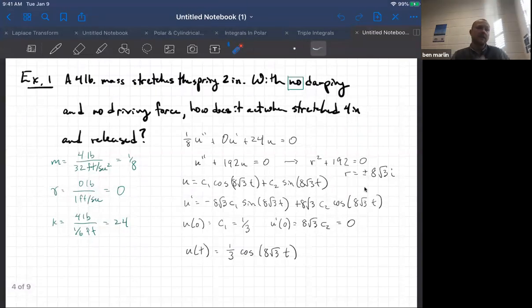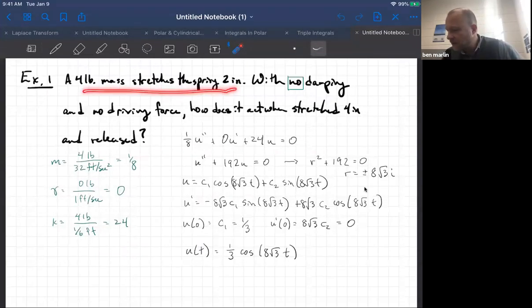So our first example here, we've got a 4-pound mass and it stretches the spring by 2 inches. So that piece of information there lets you figure out a couple of things. First of all, that 4 pounds is not mass. That 4 pounds is the force that the mass exerts, its weight.